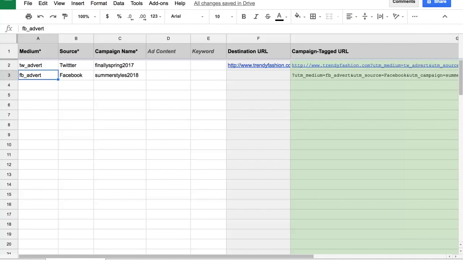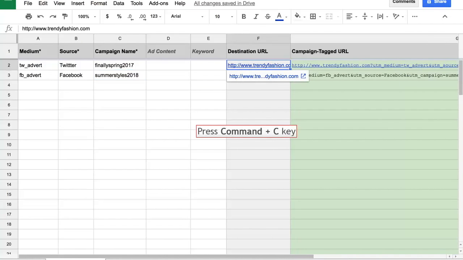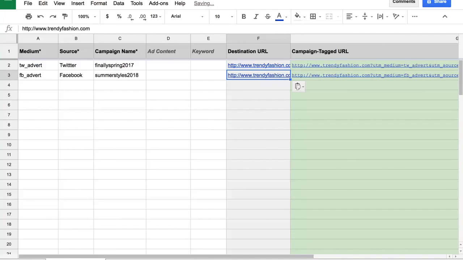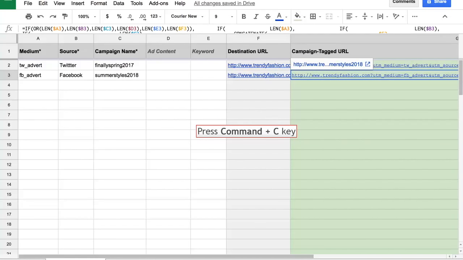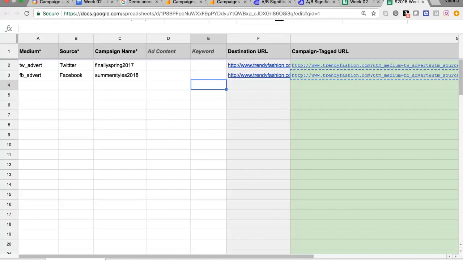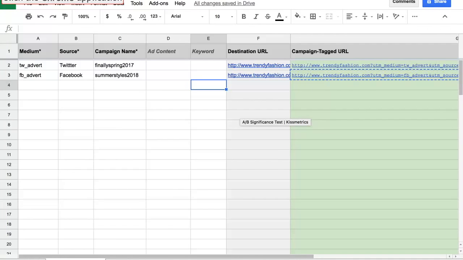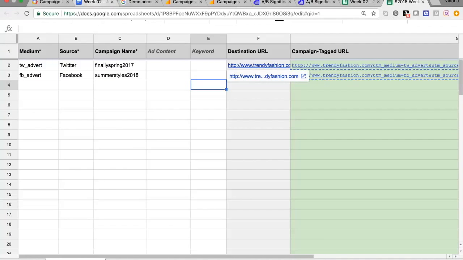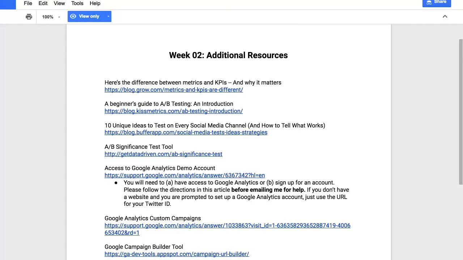So, I wrote, let's say, Facebook advert. The source is Facebook. The campaign name is Summer Styles 2018. Copy this fake URL, put it in here, and then now you have a URL that you could use. You copy and paste into whatever piece you're working on. So this is really great if you're getting organized on a particular campaign, or you want to practice coming up with different source and campaign names to experiment for what works best for you organizationally. So once again, this is all going to be available in the week 2 additional resources that is within the week 2 folder.